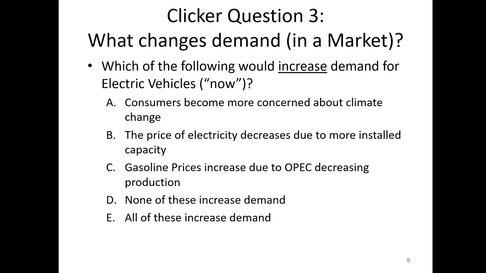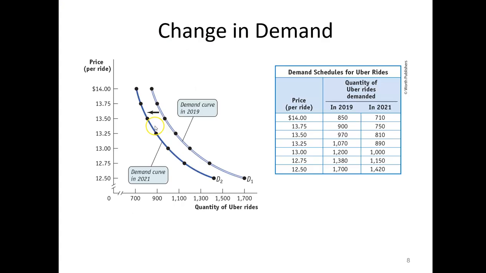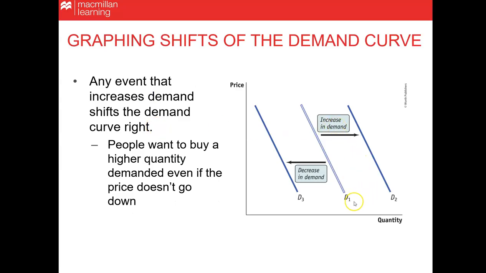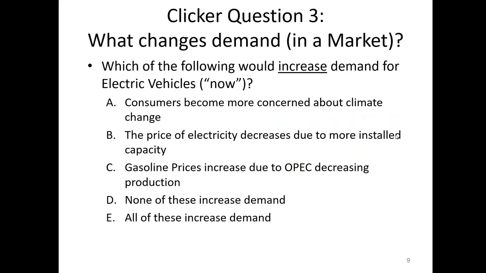Think about each one in the context of, will it cause this D1 to D2 shift? Even if electric vehicles stayed, let's call it $40,000 a vehicle, will the result of each of those events, or any of them, increase how many electric vehicles people want to buy? And the answer, for this example, is all of them.